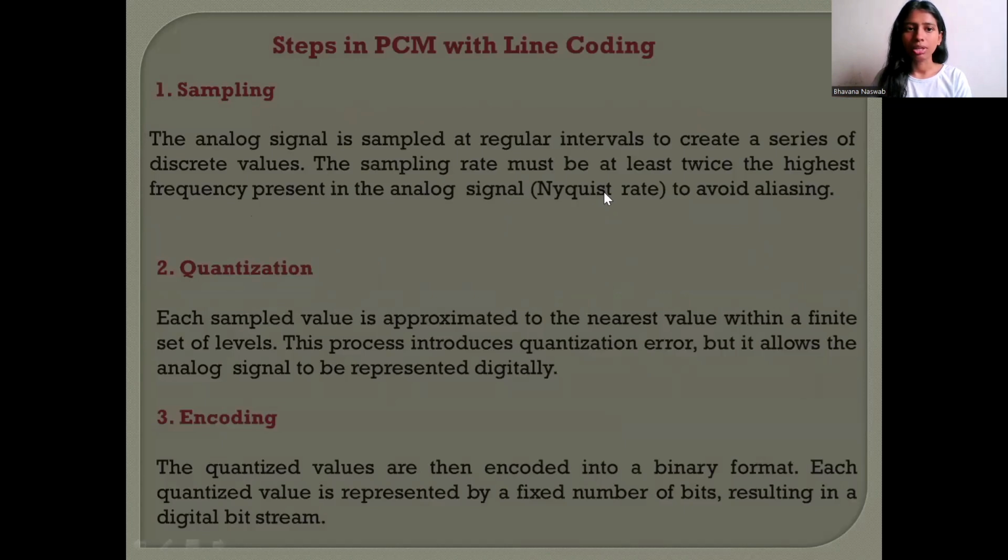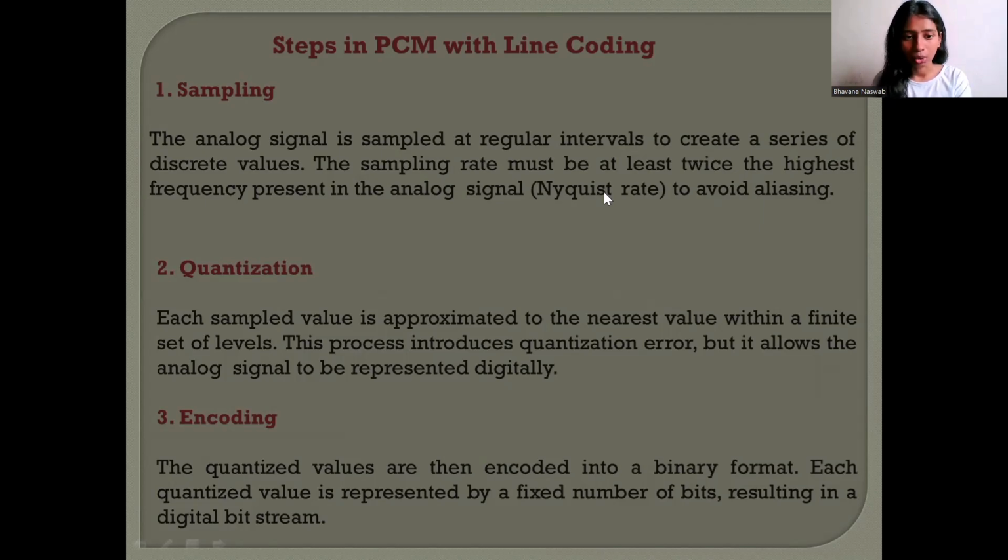The first is sampling. The analog signal is sampled at regular intervals to create a series of discrete values. The sampling rate must be at least twice the highest frequency present in the analog signal to avoid aliasing. The second one is quantization. Each sampled value is approximated to the nearest value within a finite set of levels. This process introduces quantization error, but it also allows the analog signal to be represented digitally.